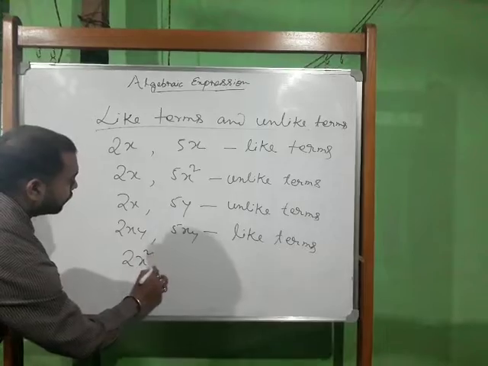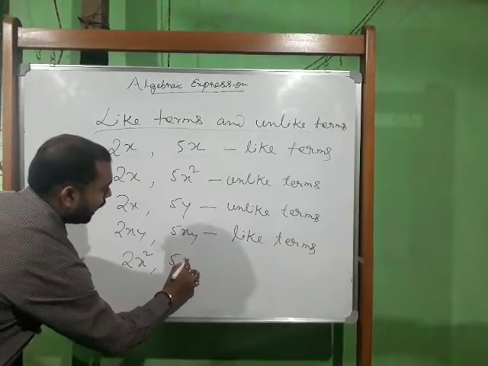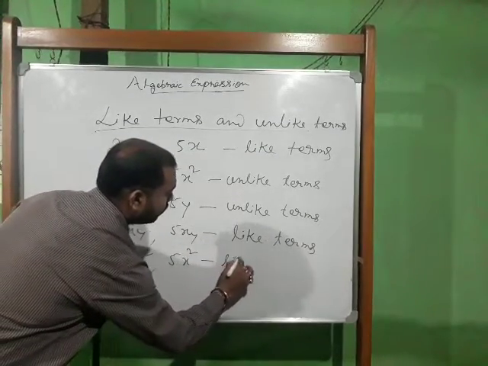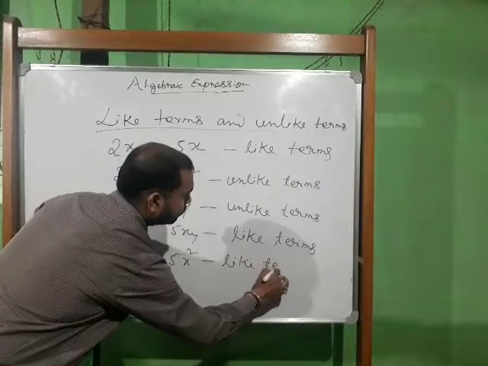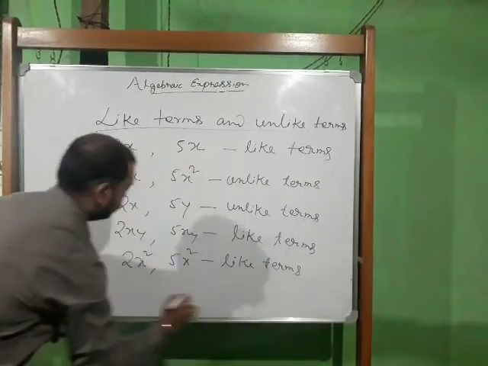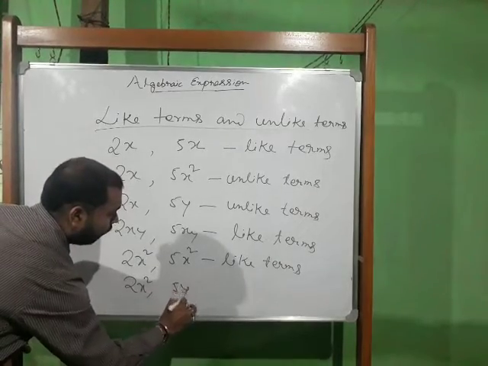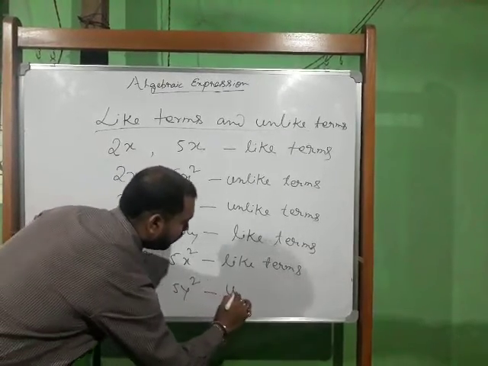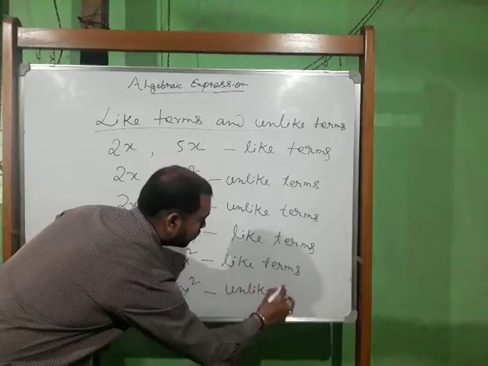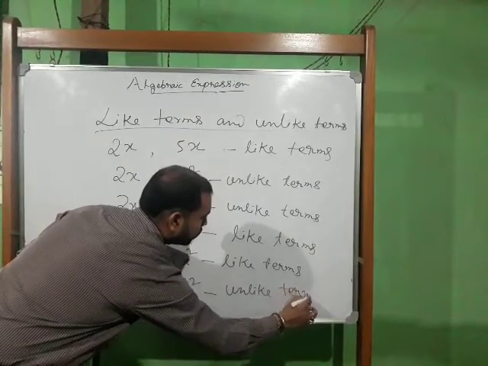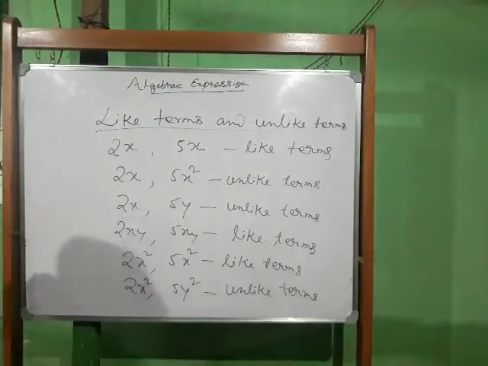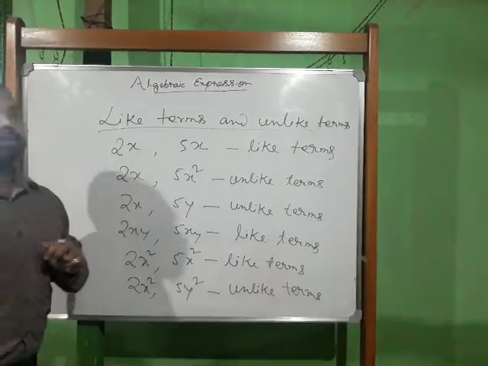2x square, 5x square, this is like term. 2x square, 5y square, this is unlike terms. Now what is this word? Let me explain like terms.